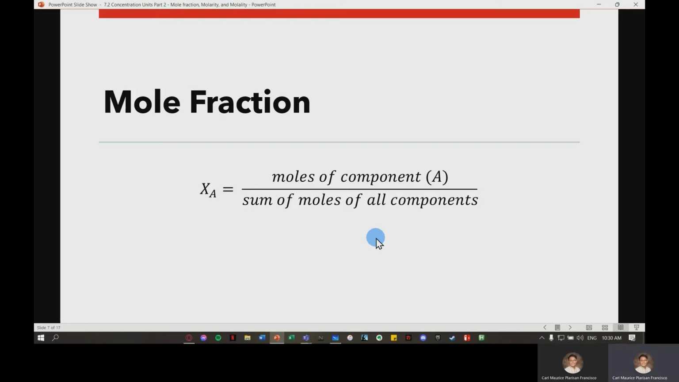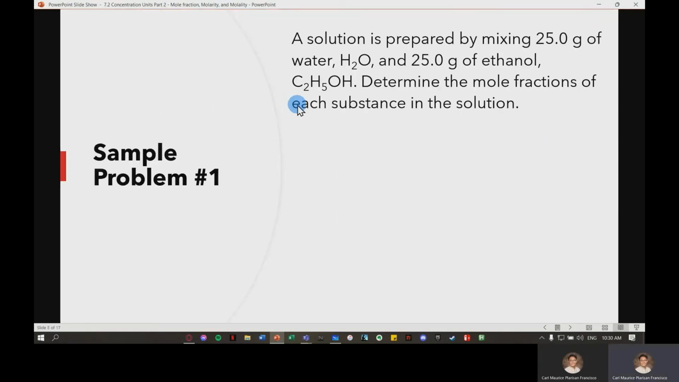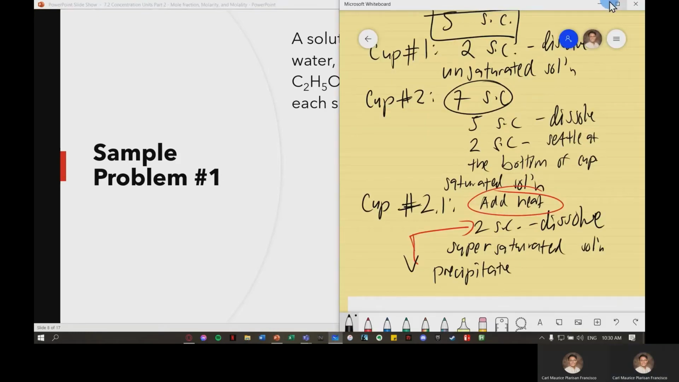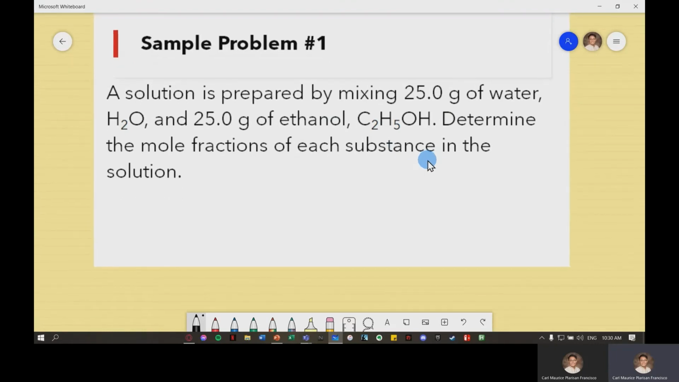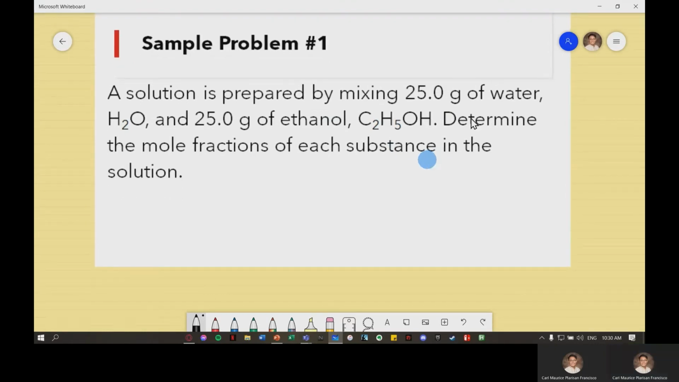Let me give an example. Sample problem number 1. A solution is prepared by mixing 25 grams of water and 25 grams of ethanol. Determine the mole fractions of each substance in the solution. Okay, so let me show a brief explanation for this problem. As you can see, the solution was made out of water and ethanol. At this point, we actually have two components, A and B, water and ethanol.